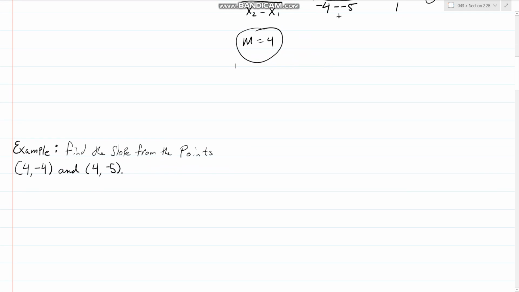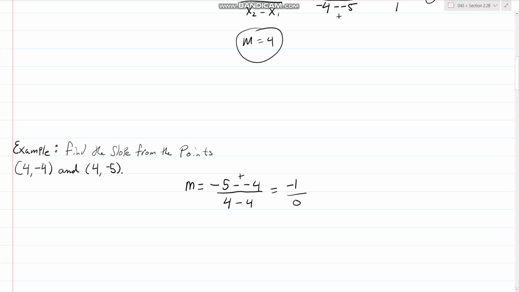Okay, find the slope of the points that are (4, -4) and (4, -5). Well, we have our formula here. Let's see what happens. We have -5 minus -4, so again we have that double negative sign. And then we have 4 minus 4 for the x's. The double negative sign makes that positive, and so I have negative 5 plus 4, and that becomes negative 1. And then we have 4 minus 4, and that becomes 0.